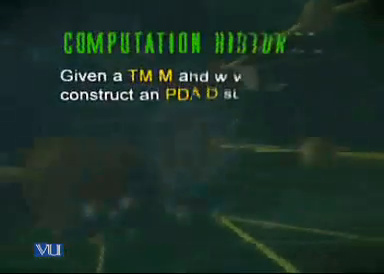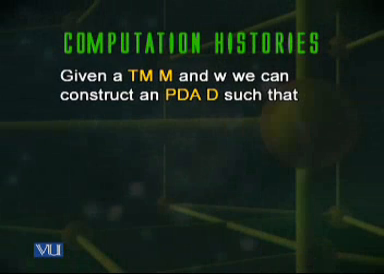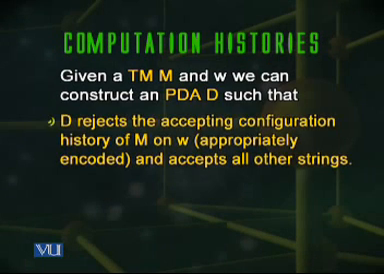What we will do once again is to show that if there is a decider for ALL_CFG, then we can make a decider for A_TM. Since A_TM is undecidable, therefore there cannot be a decider for ALL_CFG. So suppose we are given a Turing machine M and a string w. What we want to do is construct a pushdown automaton D such that D is going to reject the accepting computation history of M on w and accept all other strings. So this pushdown automaton D is going to only reject the accepting computation history of M on w.